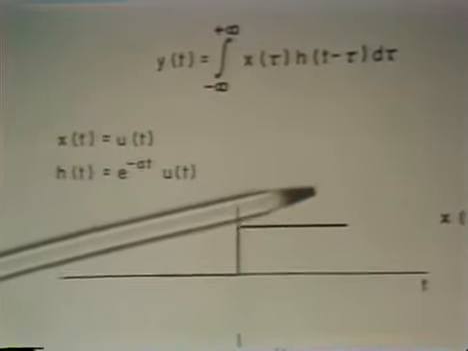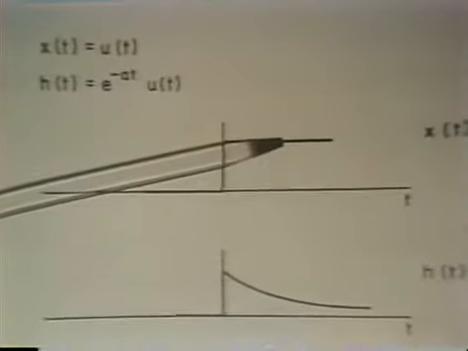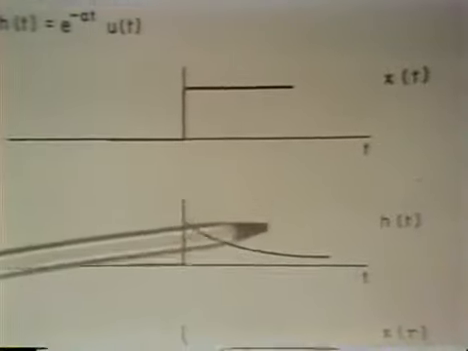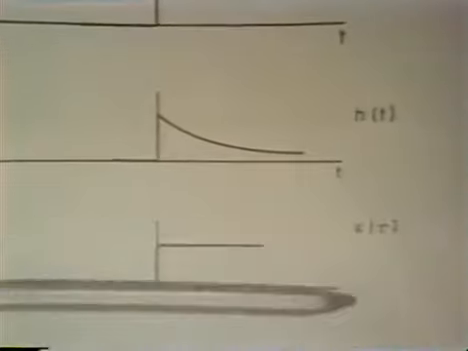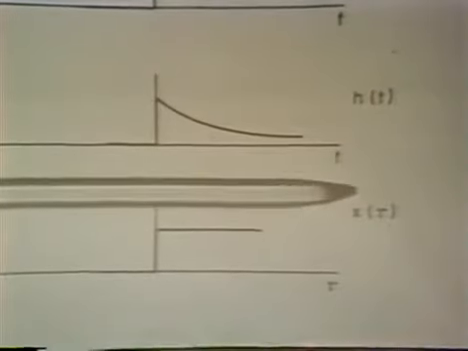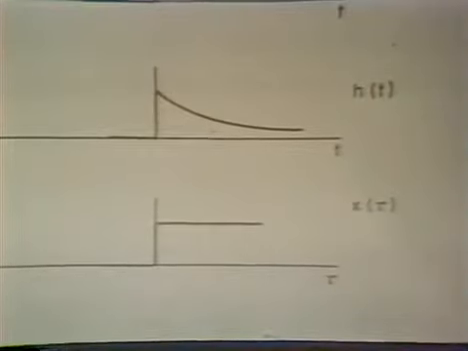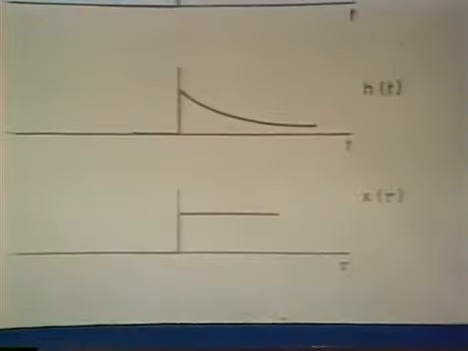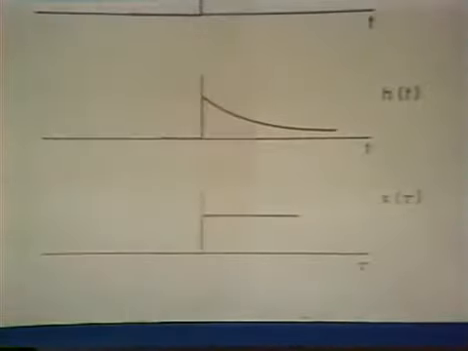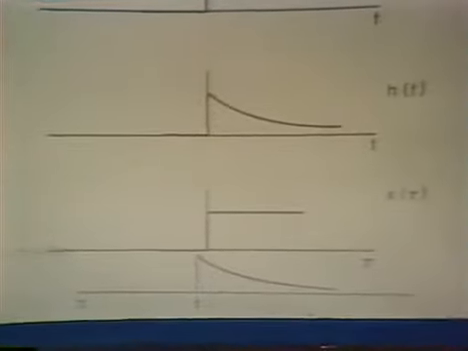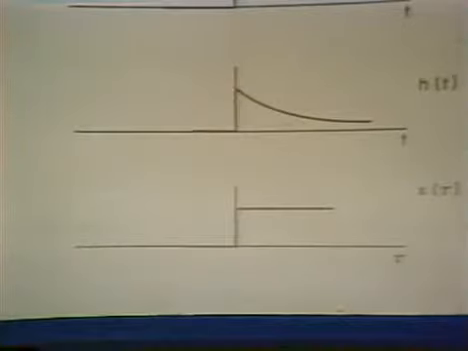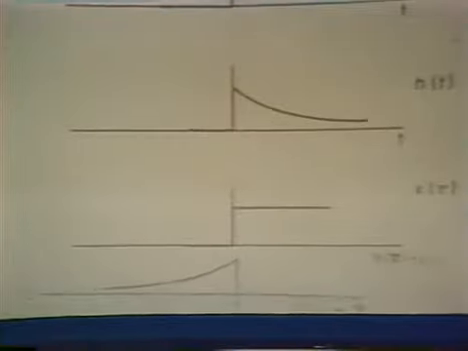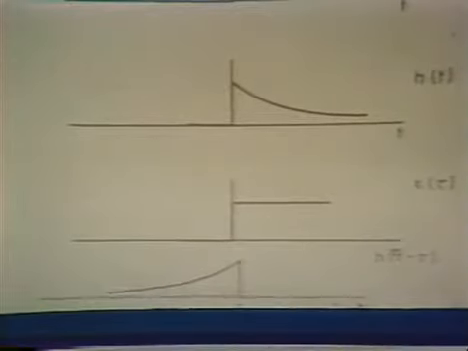So here we have x of t. Here we have h of t, which isn't quite what we wanted. Here we have x of tau, and that's fine. It's just x of t with t relabeled as tau. And now, what is h of t minus tau? Well, here's h of tau. And if we simply turn that over, here is h of t minus tau.